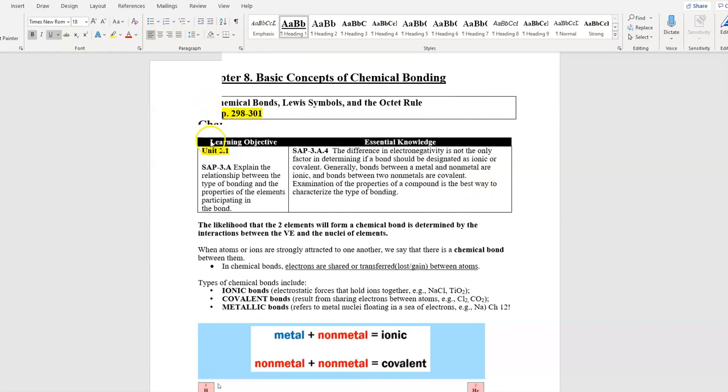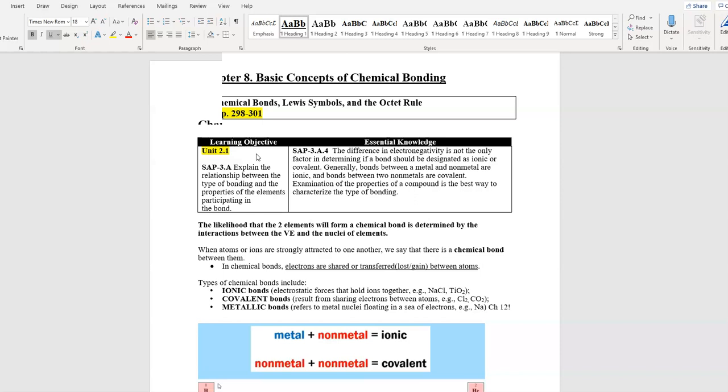So 8.1, we have a new learning objectives. We're now going to start to hit the learning objectives on AP Classroom Unit 2. So we should, with this chapter plus Chapter 9, get through all of the 7 learning objectives that are in these Unit 2s. So the first one right here, 3.A. Explain the relationship between the type of bonding and the properties of the elements that are in those bonds.